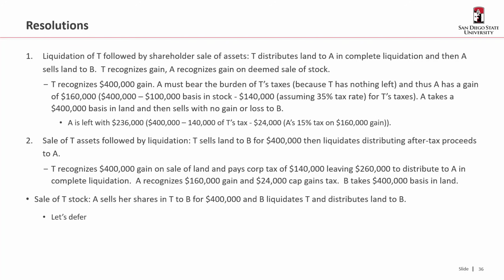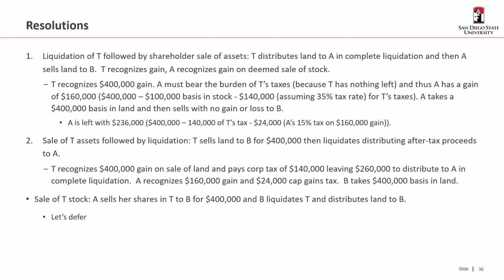And so A takes a $400,000 basis in the land and then sells that land with no gain or loss to B. So what is A left with? A is left with, in this case, $236,000. So that's $400,000 minus the $140,000 of corporate level tax, then minus the $24,000 of A's individual tax on the gain. Now let's look at number two, when we have a sale of T's assets followed by the liquidation.